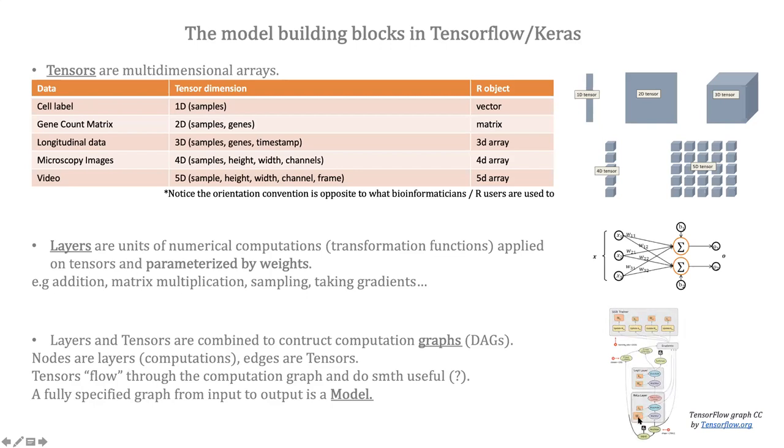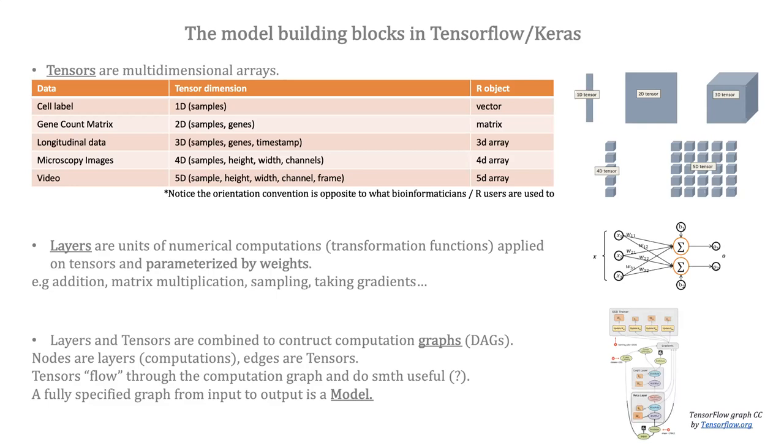So this is the schematic that you see here, where the tensors are flowing through a graph where you have specified transformations that should happen on those tensors. And that's actually where TensorFlow is taking its name from, because tensors are flowing through the computational graph in order to perform a useful task. If you have a fully specified graph from input to output, this is a model. Okay, so the basic building blocks again are tensors, which are your data, the layers or TensorFlow operations that do the numerical computations, transformation functions on the data, and combinations of those specify a graph that are going to give you your machine learning model.